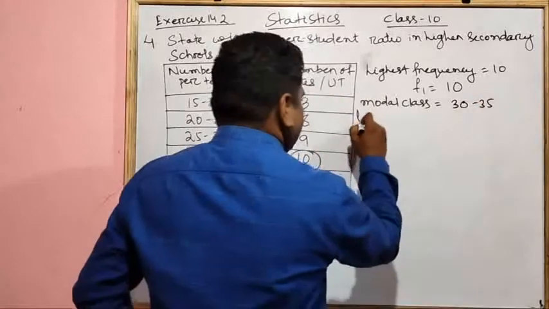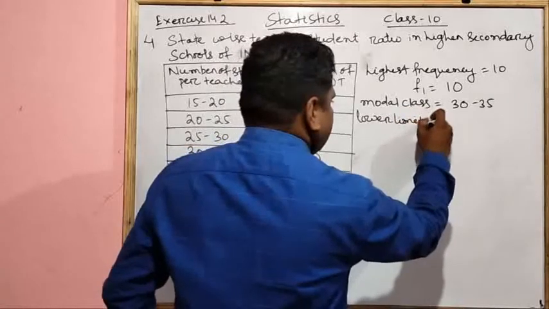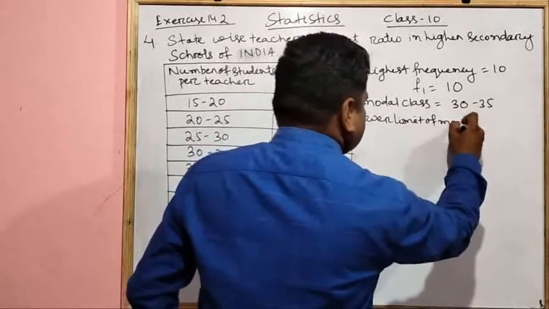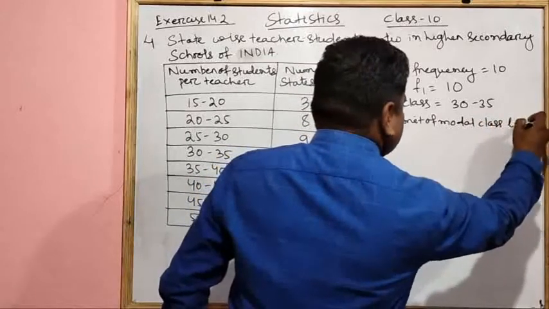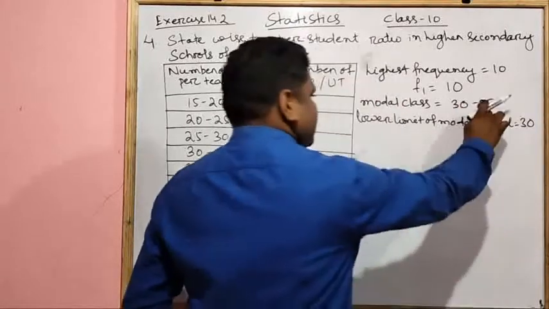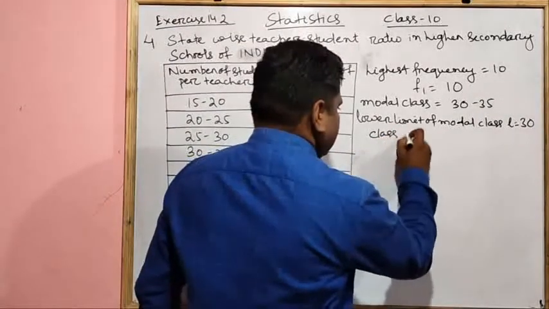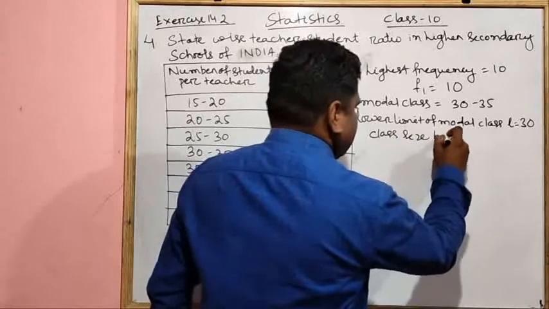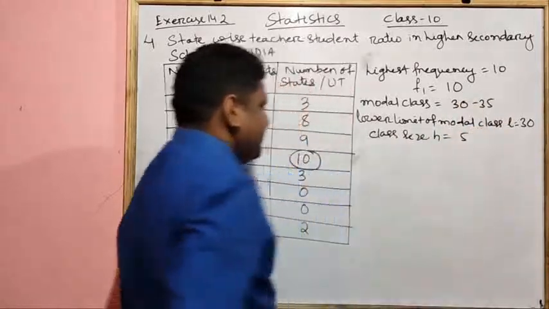Lower limit of modal class, L equal to 30. This is the lower limit and this is the higher limit. Class size H equal to 35 minus 30, which is 5.